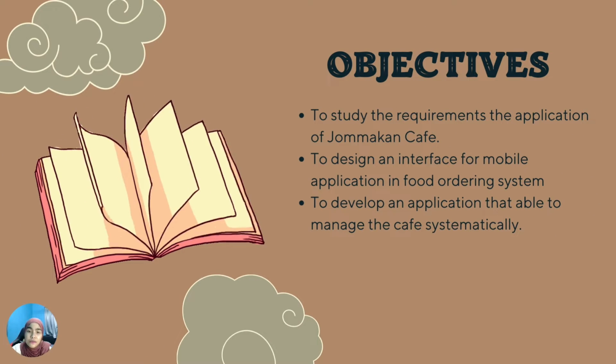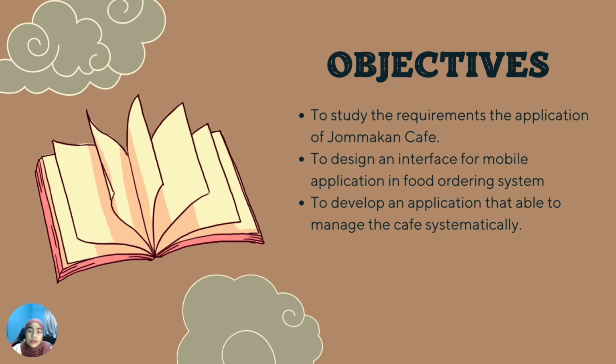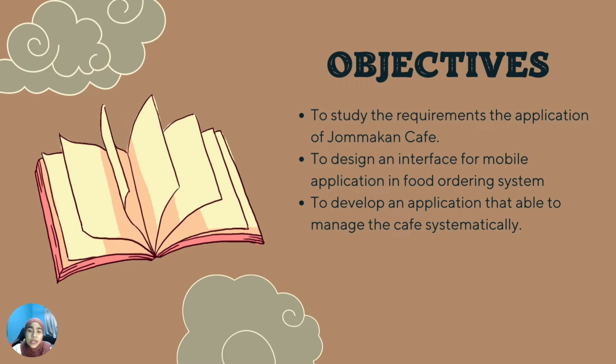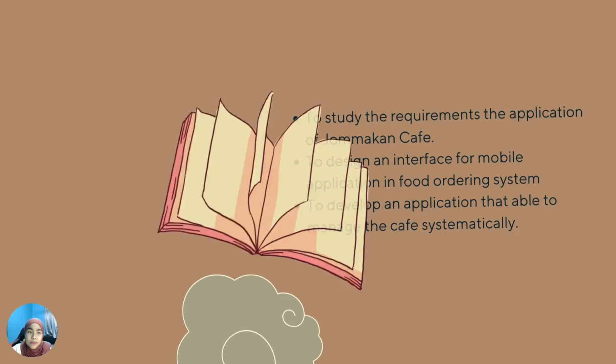Okay, for the objective, the first one is to study the requirements of the application of Jom Makan Cafe. Second is to study an interface for mobile application in food ordering system. And last but not least, to develop an application that is able to manage the cafe systematically.